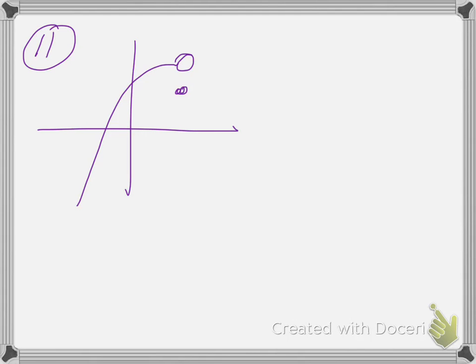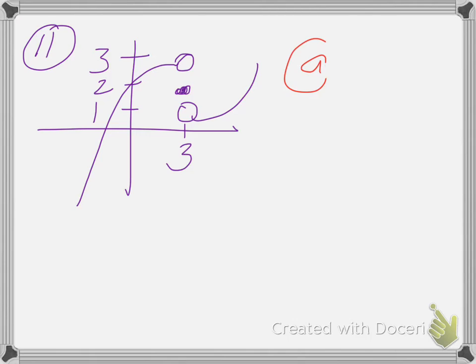Okay, and finally the last problem is number 11. And you're given a picture that looks something like this. Okay, this is at 3, this is 1, this is 2, and this is 3. Okay? So A says the limit as x approaches 3 from the left side. So as I approach 3 from the left side, I get 3. And that's what A says, so that is true.